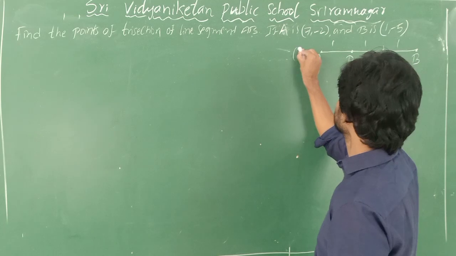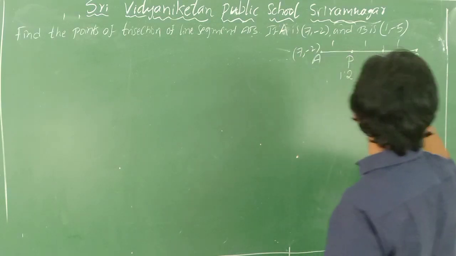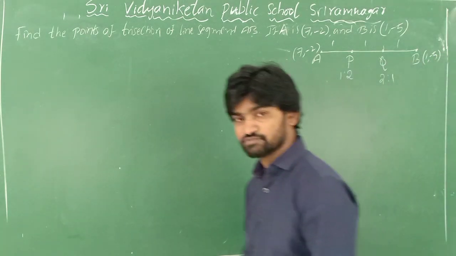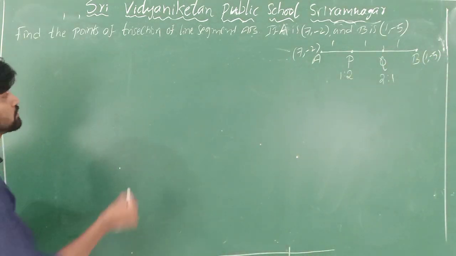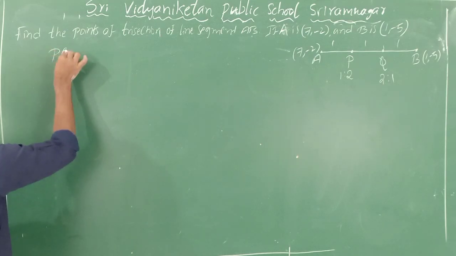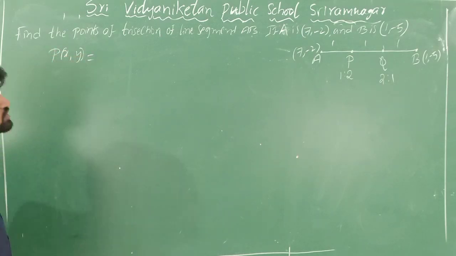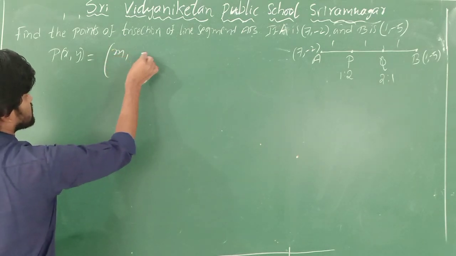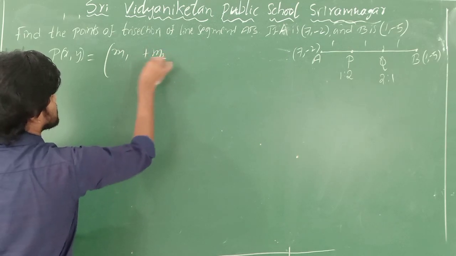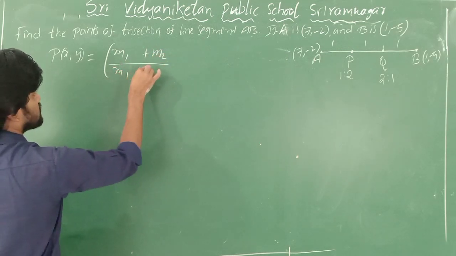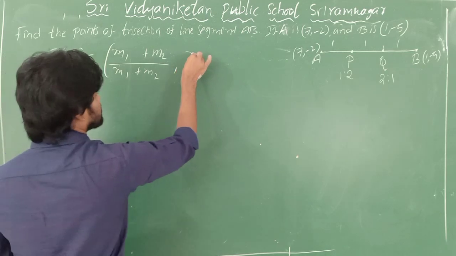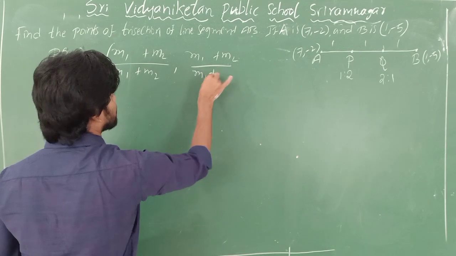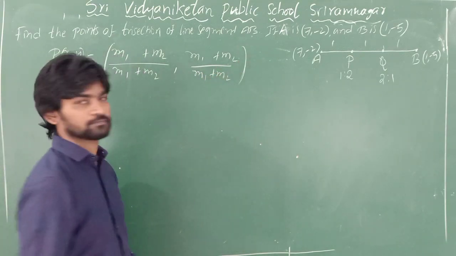What is point A here? 7 comma minus. What is B? It is 1 comma minus 5. Now let us find P and Q. P x comma y is equals to the section formula. What is the section formula? How to write? M1 plus M2 divided by, again, this will reduce your confusion. This is the easy way to write.